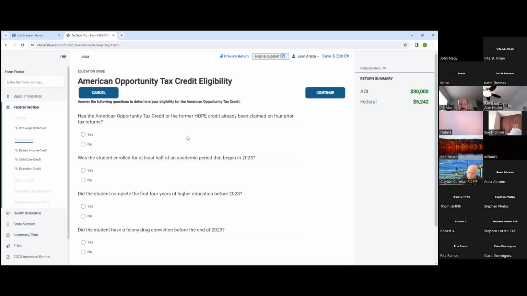Okay, so then when I hit this and I saw this, did this a couple times, this is the American Opportunity Tax Credit eligibility. I already know that my taxpayer here, Jean, she attends school less than one half of the time. And so that means she's not entitled to the American Opportunity Tax Credit. So I'm going to hit cancel.